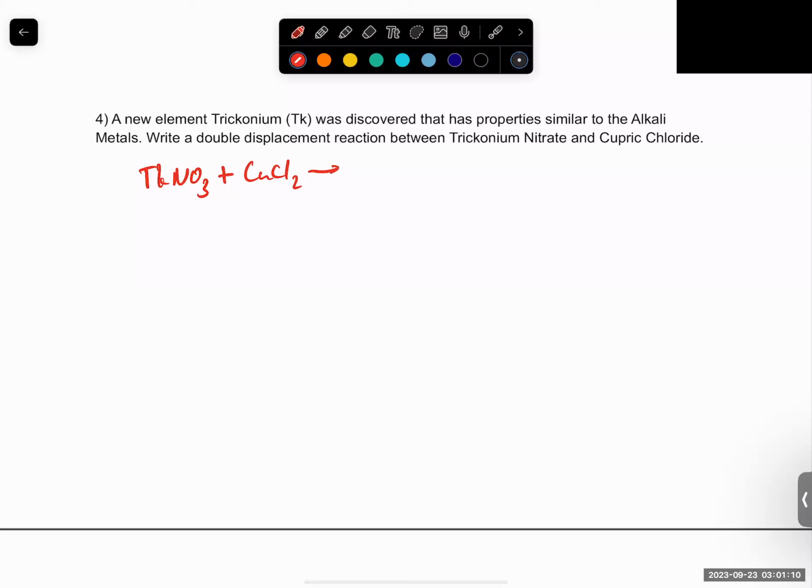All right, now what are my products? Cuprous chloride, so CuCl. And then what is my other product? Yeah, CuNO3 twice. So this is my final double displacement reaction.